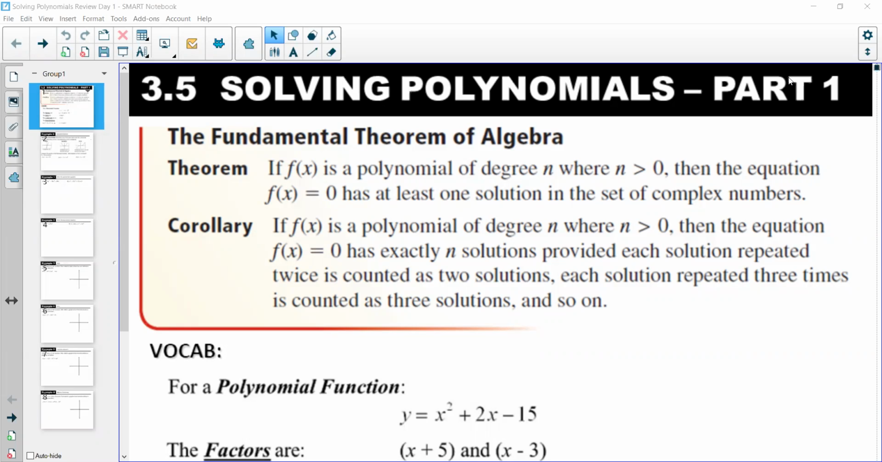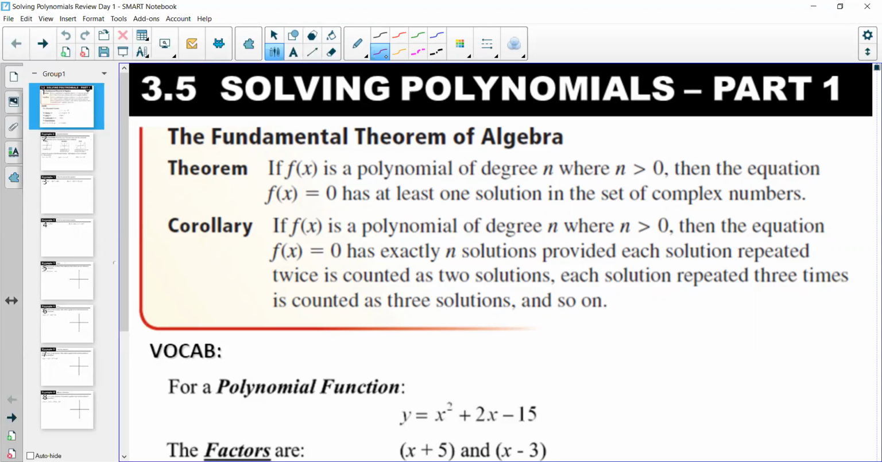In this one, we are just going to review how we can solve different types of polynomials depending on how we come across them. Now, there are some important things to keep in mind when it comes to solving polynomials, and that comes into play with the fundamental theorem of algebra. So the fundamental theorem of algebra says if you have a function that's a polynomial of degree n, where the n is greater than 0, so a positive degree, then the equation, when set equal to 0, has at least one solution in the set of complex numbers.